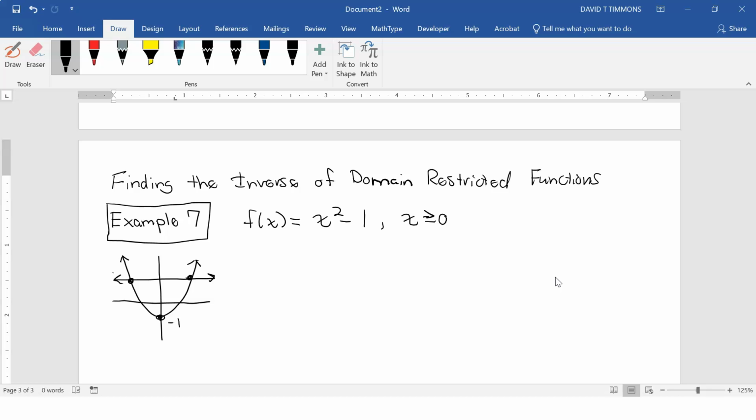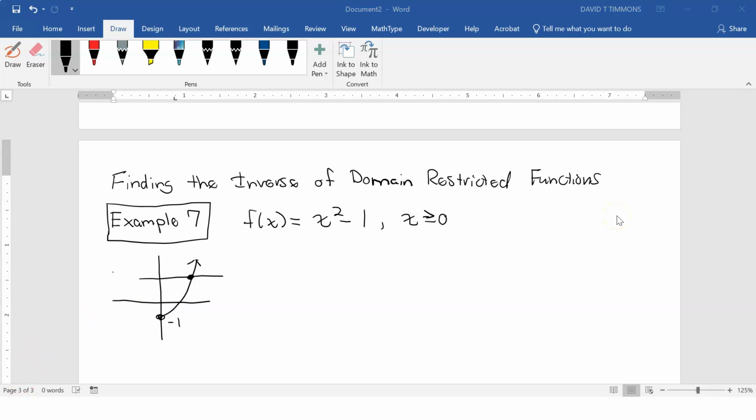Well, what we can do is restrict the domain. So if I undo these drawings here, here's what we can do. If we remove half of the function like that, now notice it will pass the horizontal line test. And so this is where the terminology domain-restricted functions comes from. If we restrict the domain of the function to x greater than or equal to 0, which you'll see in the problem, now essentially half the graph is taken away, it will pass the horizontal line test, and we can find an inverse function.